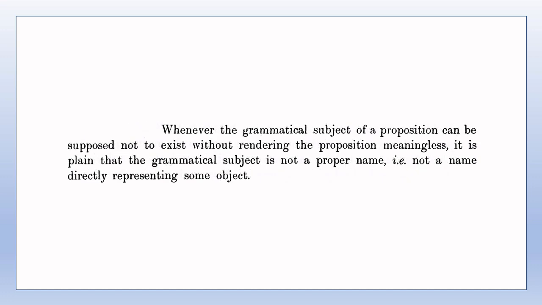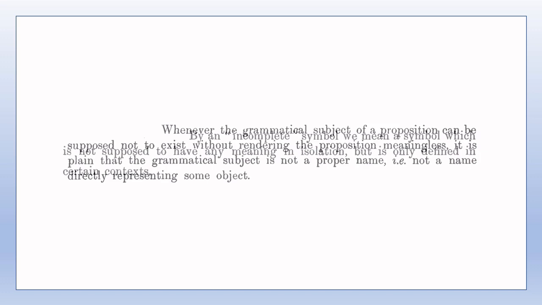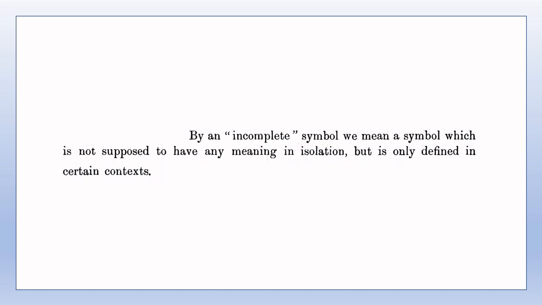Whitehead and Russell write on page 69 of the introduction, "Whenever the grammatical subject of a proposition can be supposed not to exist without rendering the proposition meaningless, it is plain that the grammatical subject is not a proper name, i.e., not a name directly representing some object." Descriptions are what Whitehead and Russell call incomplete symbols, and we see on page 69, "By an incomplete symbol, we mean a symbol which is not supposed to have any meaning in isolation, but is only defined in certain contexts." We define the use of an incomplete symbol, but the symbol by itself remains without meaning. It is this, according to Whitehead and Russell, that, quote, "distinguishes such symbols from what we may call proper names."